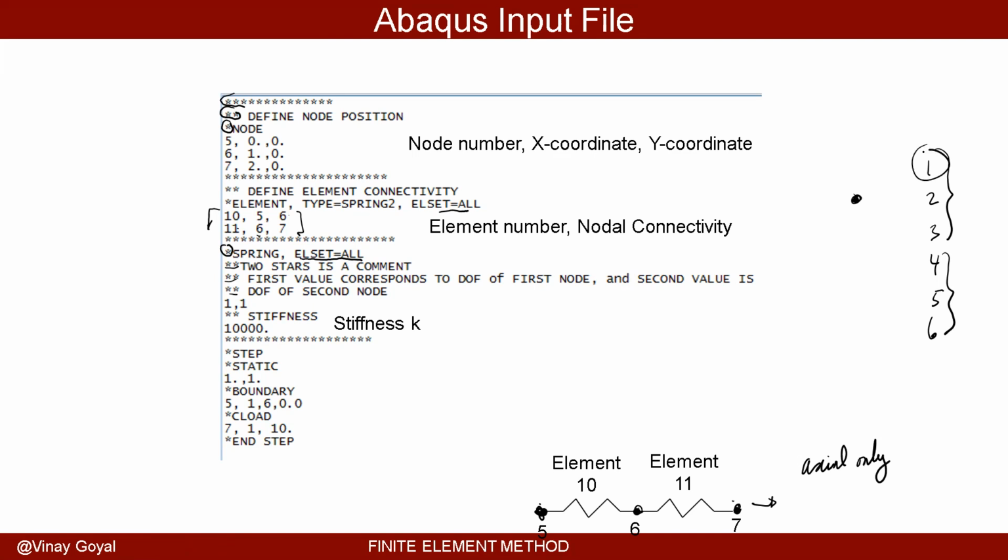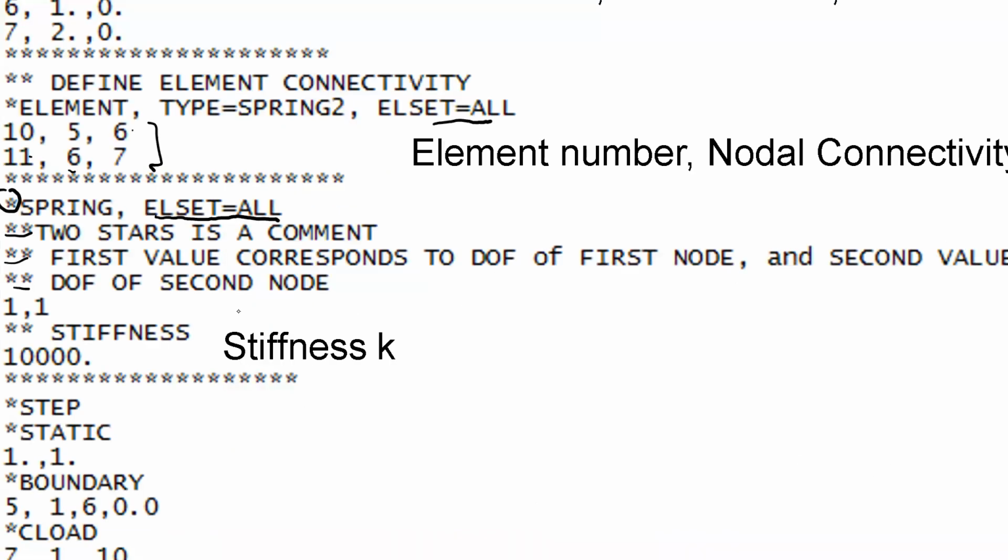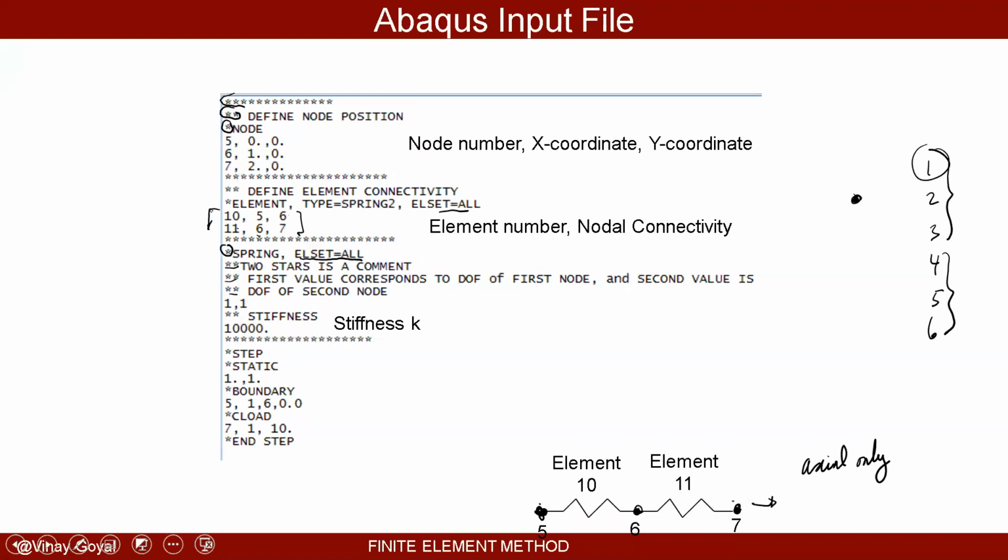I only specified 1, and that's why you see 1, 1 there. The stiffness that I chose is 10,000. And the static solution, I put 1, 1. We can discuss that later. It's not a big deal now.